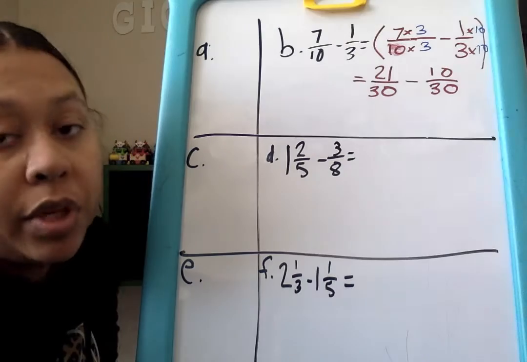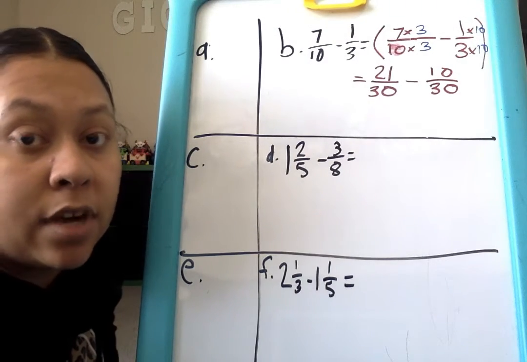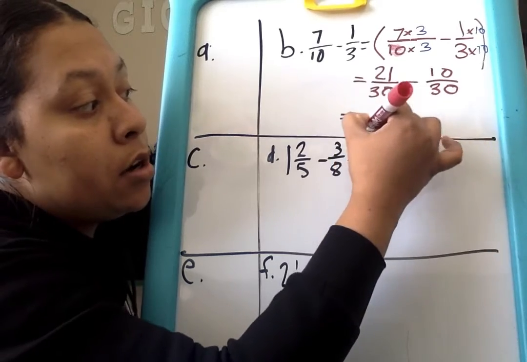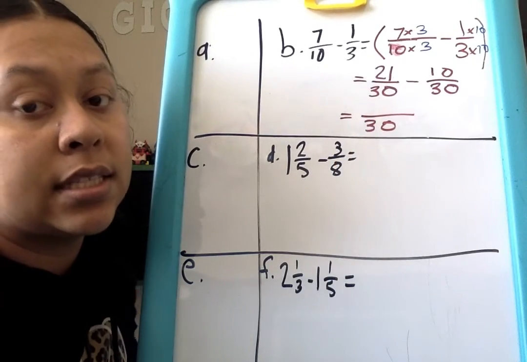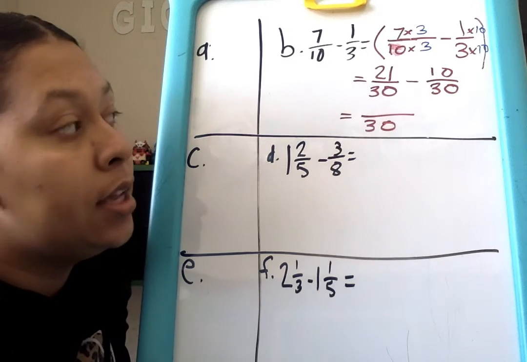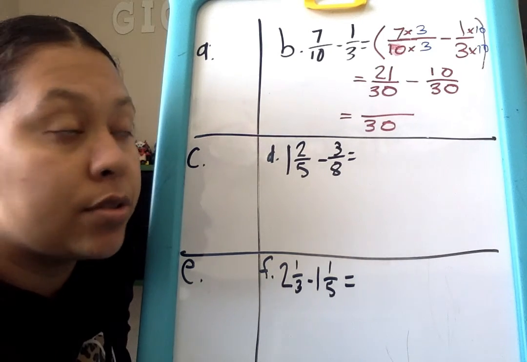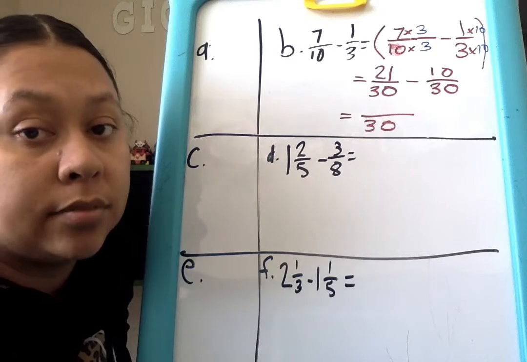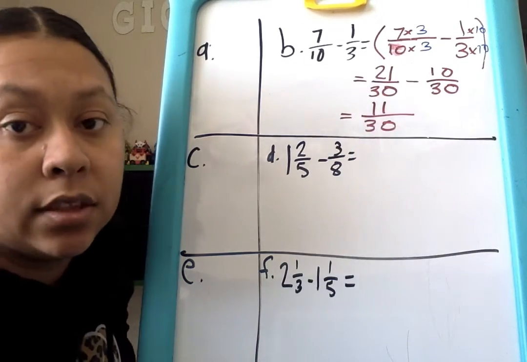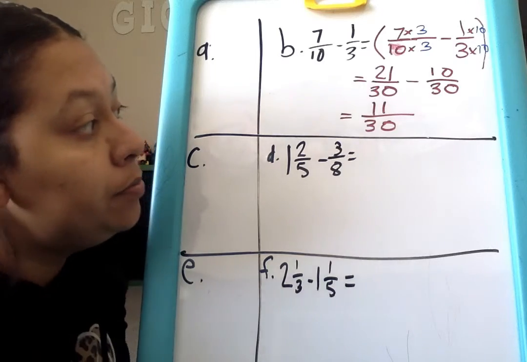So this fraction is the same as this fraction, and this fraction is equivalent to this fraction, okay? So now we can subtract because now we have common units. We now have common denominators. So remember, our denominator is just telling us the size of the piece or out of how many pieces. So they're 30ths. And then we subtract our numerators. 21 minus 10. So that would be 11. So we have 11/30. Okay.